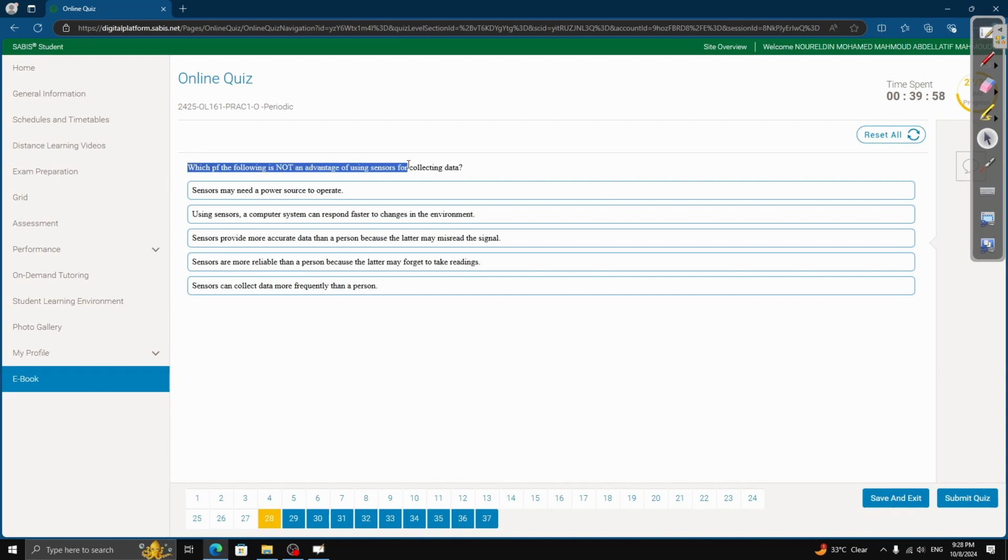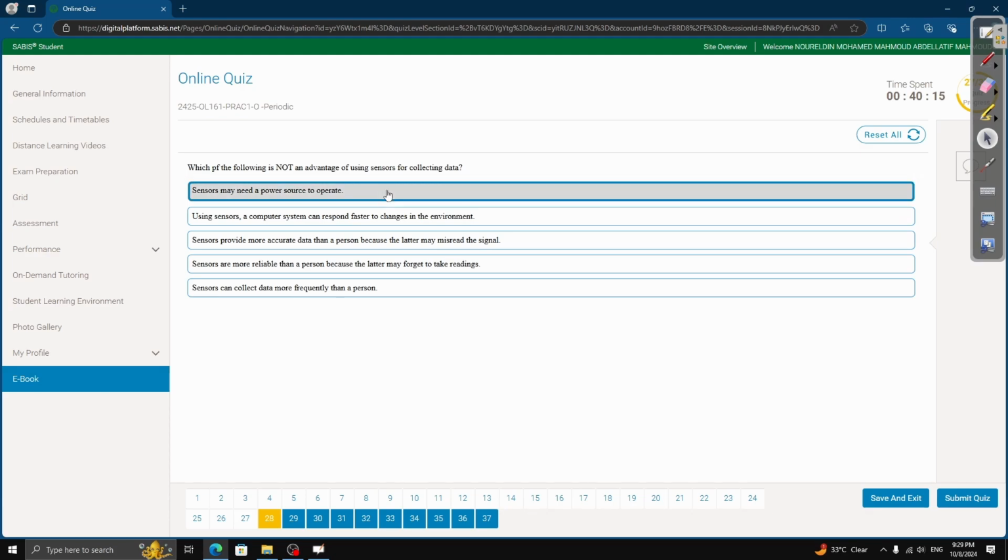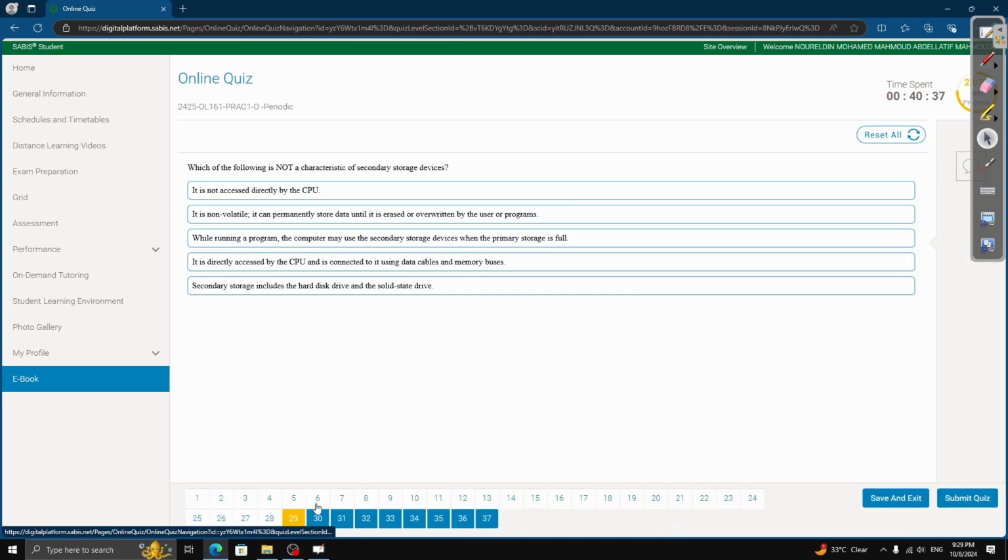Which of the following is not an advantage of using sensors for collecting data? Sensors do need a power source to operate. Unlike humans, there's no real power source needed to take data. So this would be a disadvantage when compared to humans. Using sensors, a computer system can respond faster to changes in the environment. This is true. When you have sensors, you can automate the process, so therefore it's going to be faster. They also do provide more accurate data. And they also are more reliable, and they collect data more frequently.